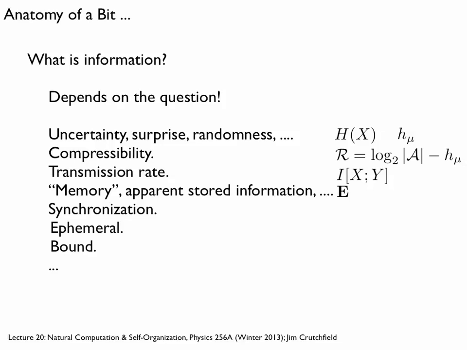I put memory in quotes here because it's actually not a form of memory, although I've been saying that all the way along because it's the easiest common word I can use. There's actually a puzzle behind this. It's not the actual stored information in the process. Measures of synchronization with the transient information. We have r mu, ephemeral information, bound information, and so on.